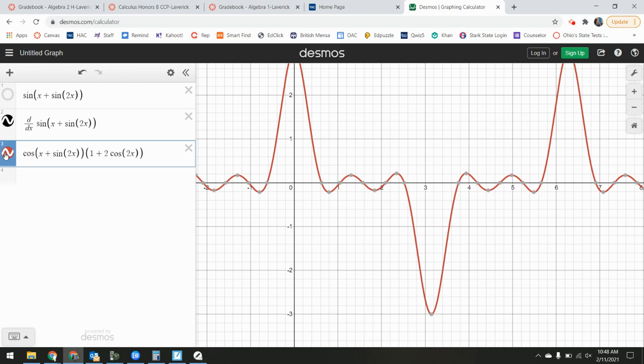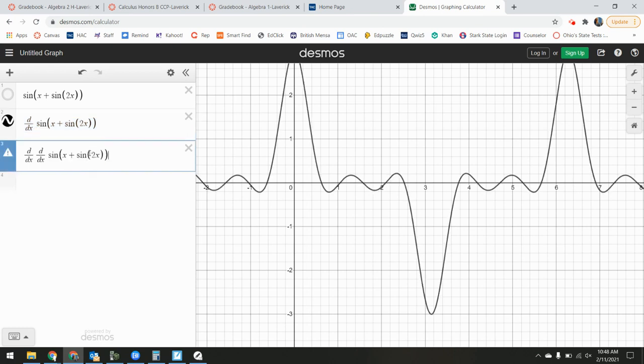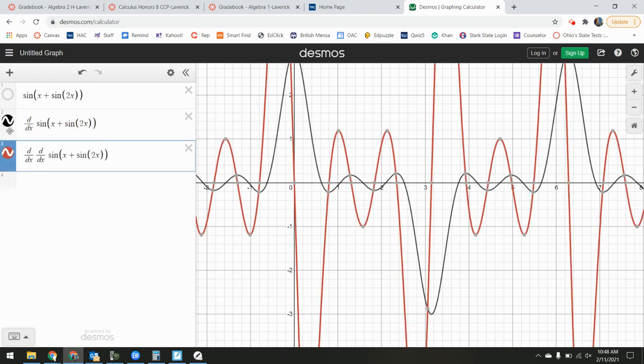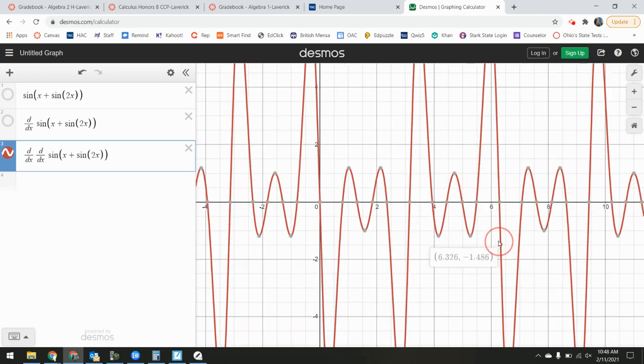Now, here's the deal. I'm not even going to try to find the second derivative algebraically. I'd have to use a product rule in there, and no thank you. But you know what you can do? d over dx of Control C, Control V. And there is f double prime. Now, beautiful math.